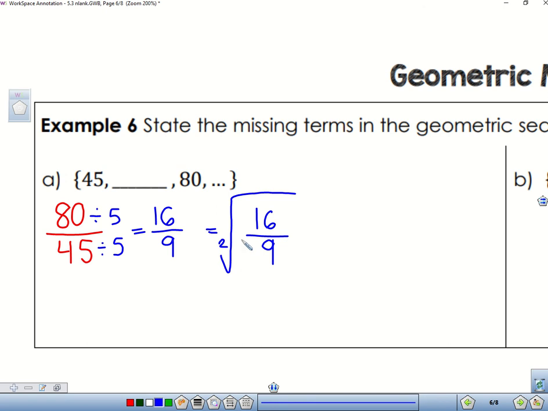Now, in this case, anybody know what a second root is? It's just a regular what? Square root. Yeah, it's just a regular square root. Second root is just a regular one. If you get 3 or 4, that's a different one. Now, anybody remember what the square root of 16 is? Good, and the square root of 9? 3. So once we've done that, we now just found our common ratio.